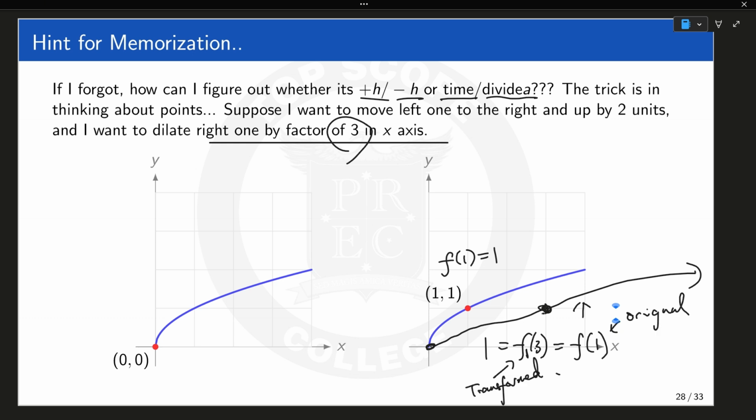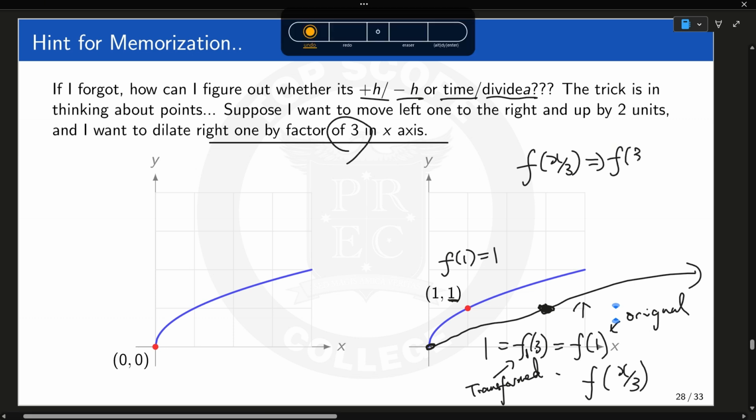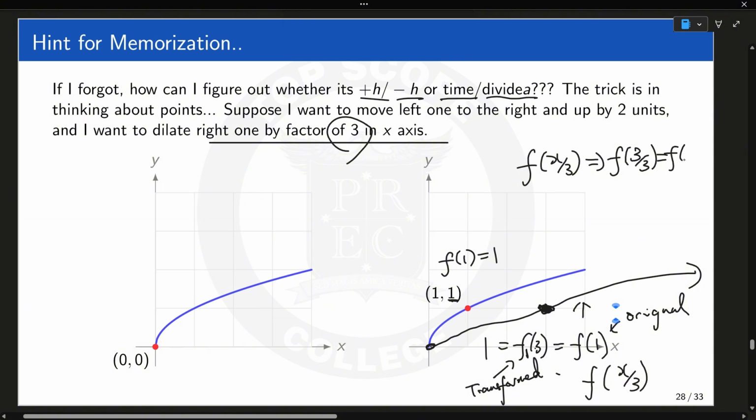This is because this point 3, which is dilated from (1, 1), should have a value of y that is the same as the original value. Therefore, it's quite clear we want f(x/3), because in that case, f(x/3) gives us f(3/3), which equals f(1). So in other words, this new x-coordinate, x prime, is still associated with the right value of y from the original function.